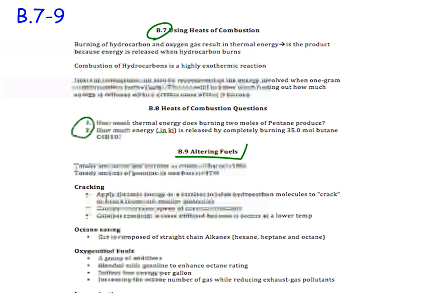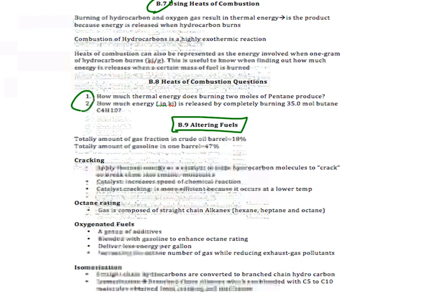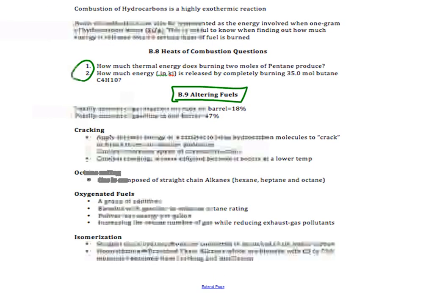So cracking. Cracking is applying thermal energy or a catalyst to large hydrocarbon molecules to crack them or break them into smaller molecules. So why would we want to break them into smaller molecules? Well, just so we could use them for a different purpose, right? When we look at the fractionating tower, remember some of the fractions are going to have hydrocarbons that have large numbers of atoms in them, and so we might not need that many of those. So we break them apart into smaller ones that we could use.